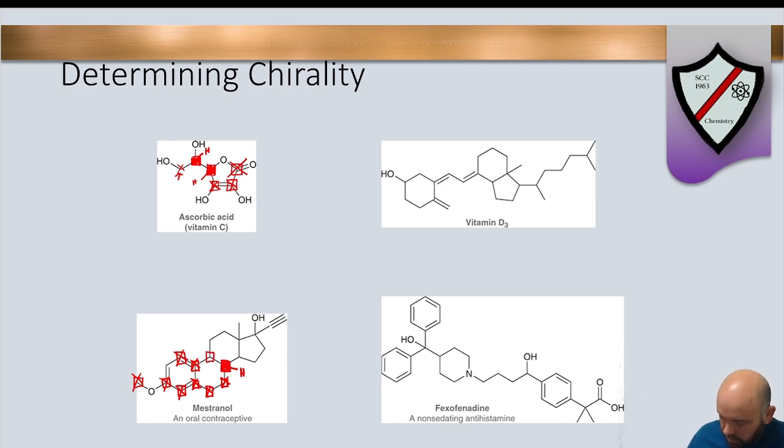This carbon here has the same situation. We have a hydrogen there, and then three definitely different legs being followed from that carbon. So that would be a chiral carbon.